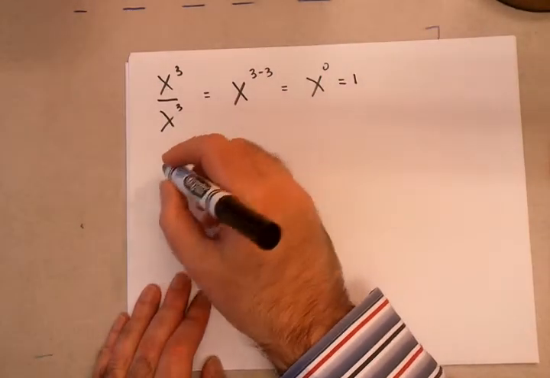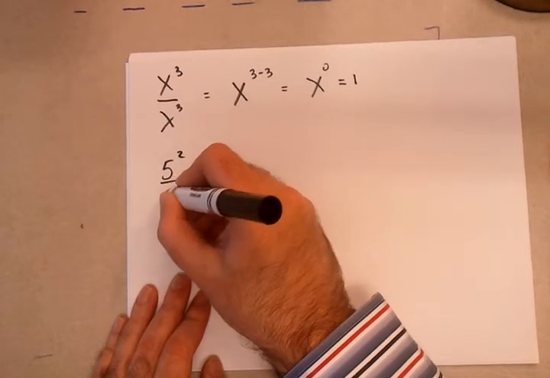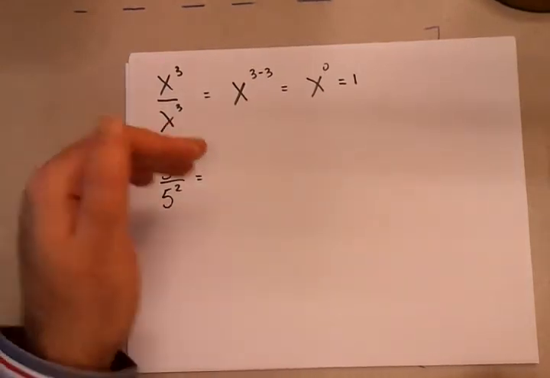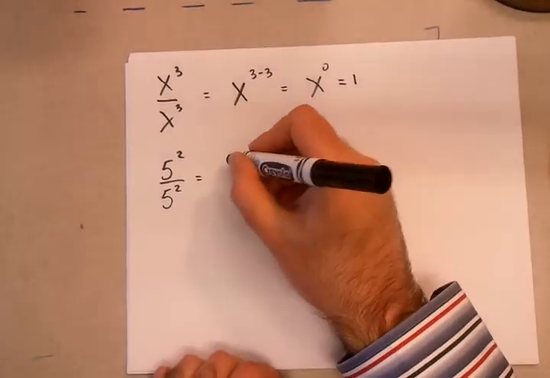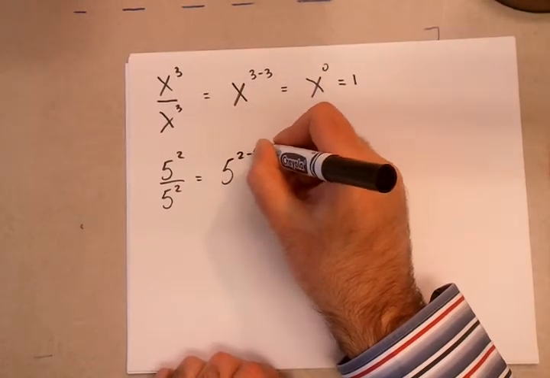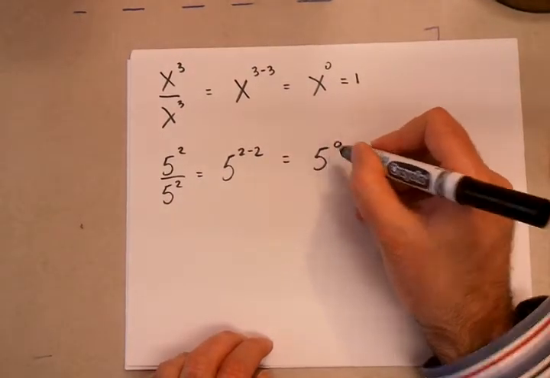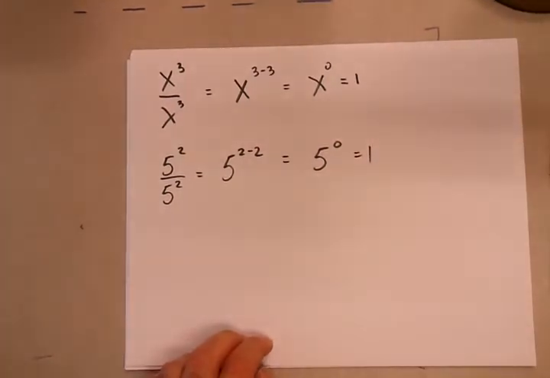So here's another example. If you take, let's say, 5 to the second power over 5 to the second power, same case as before, you have a pair of exponential powers that are being divided by themselves. So this is a quotient of powers. You subtract the exponents. So 5 to the 0 power is going to equal out to a 1.